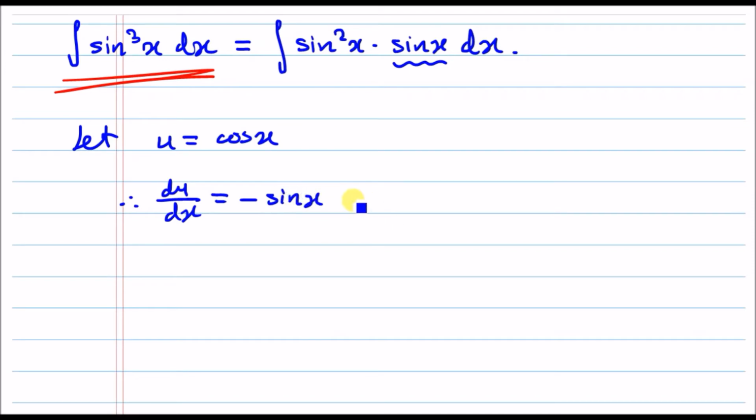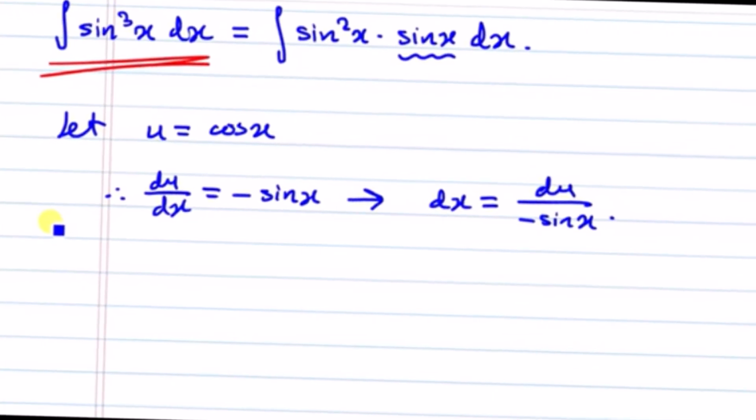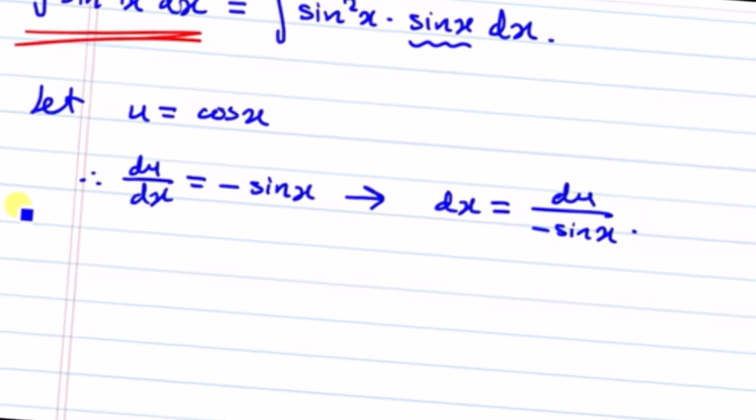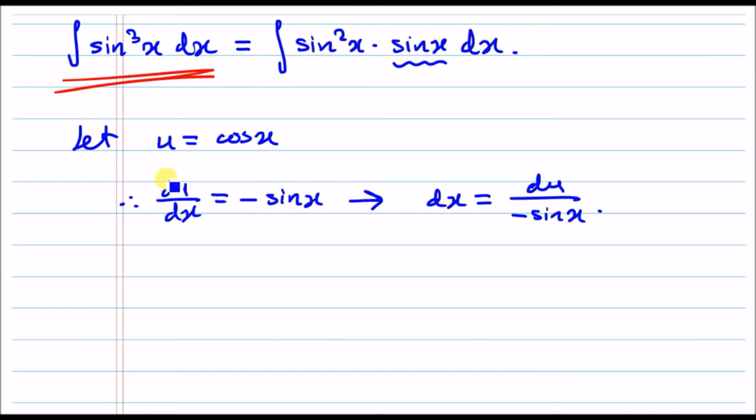Now, the best thing to do here is to make dx the subject, so you can substitute the whole thing in. So making dx the subject, you should have du over negative sine x. Now, we still need to deal with the sine squared x in the integral. There's one way to do it. Every time you've got a squared function, you could use the trig identity, which is sine squared x plus cos squared x equals 1. And then go ahead and make sine squared x the subject.